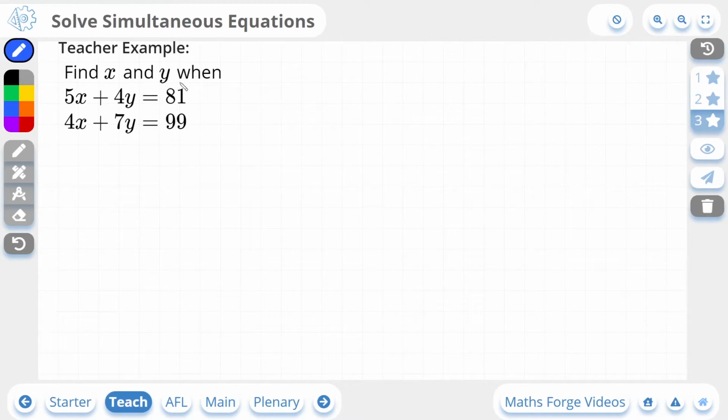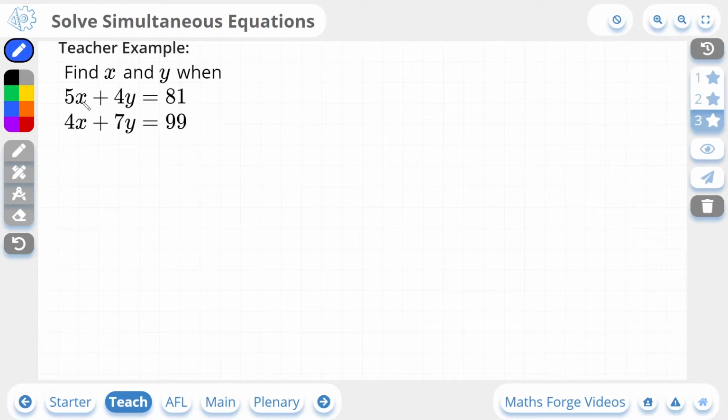Here we're being asked to find x and y for these simultaneous equations, but there's a problem here. None of the x variables or the y variables are the same. We have a 5x here and a 4x here, and a 4y here and a 7y here. So we can't eliminate them straight away. To get past this problem, we're going to choose one of our variables to have the same values. In this case, I'm going to get my x variables to be the same. How do we do this?